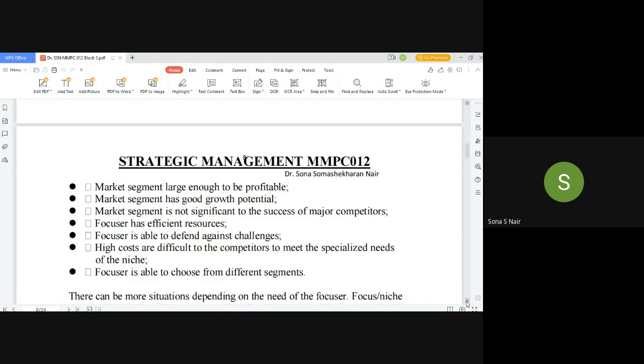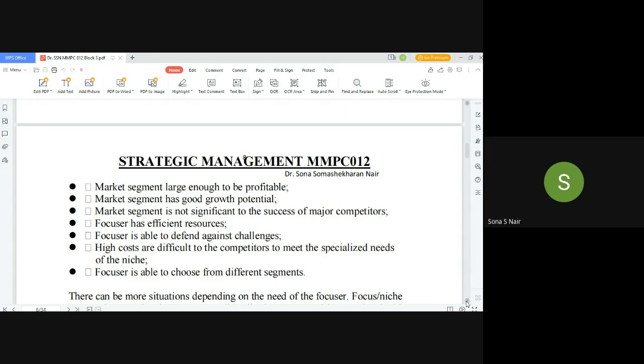Yes, obviously. High costs are difficult for competitors to meet the specialized needs of the niche. Now, what is a niche? Niche is the target segment that we are talking of, right? And because of high cost, the competitors are not able to compete with us.